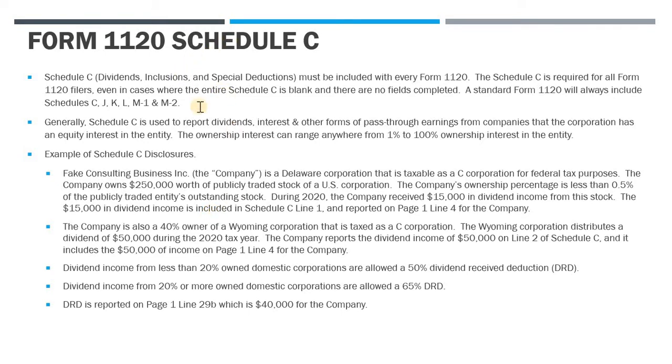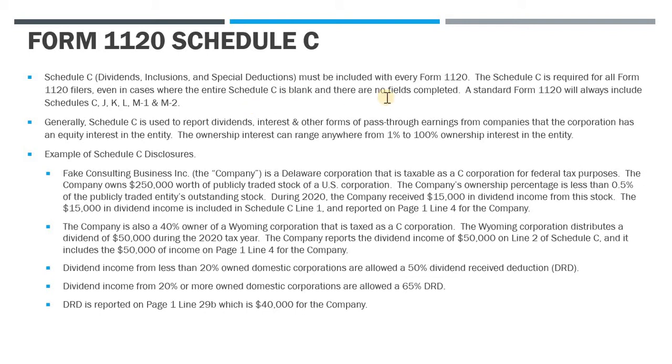So starting with some of the basics, Schedule C, it's titled Dividends, Inclusions, and Special Deductions. And this schedule must be included with every Form 1120, okay? So Schedule C is basically part of that standard Form 1120 package. Every 1120 that's filed needs to have the Schedule C, even in cases where it's blank, okay? And you might have no fields completed. So you could have all zeros, still need the Schedule C, right?